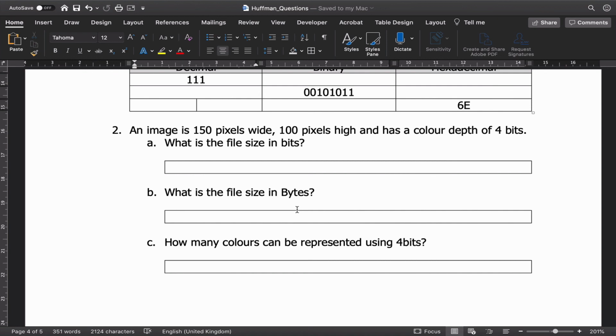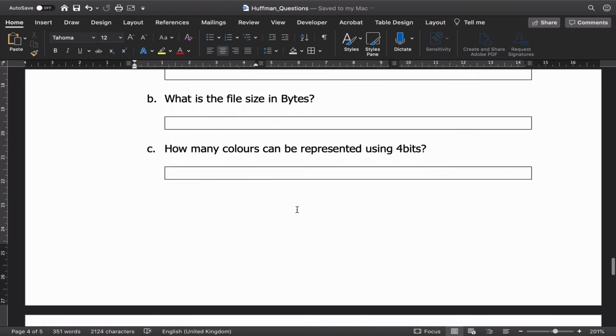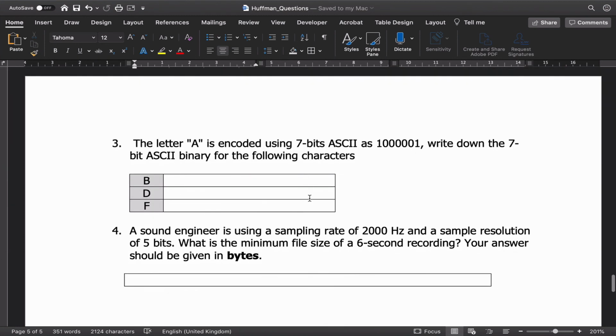This is not a memory test. I'm not seeing what you can remember from the previous sessions. You can go and research this to help you find out the answers. Same then, we've got capital A is stored in 7-bit ASCII as this. Write down what it will be for the others.